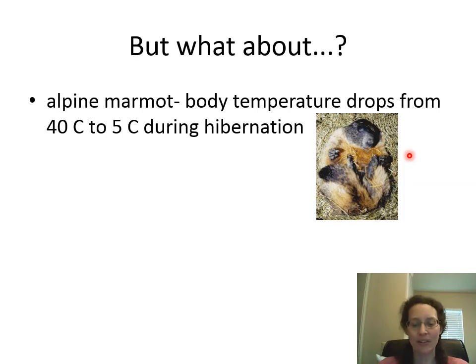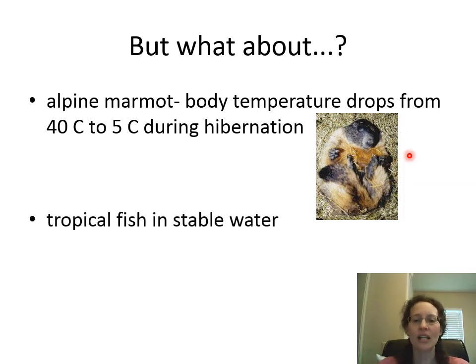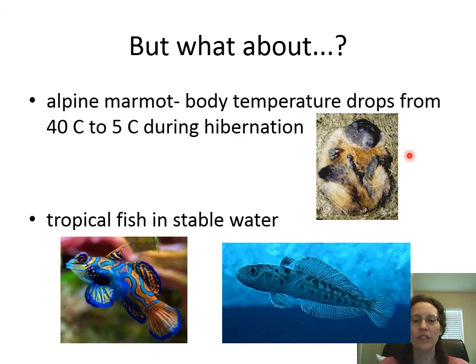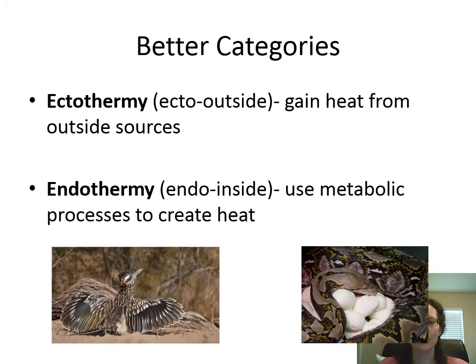That is highly variable. And then on the other side, what about those tropical fish that are in fairly stable water? If you are a tropical fish near the equator, your water temperature is only going to vary by a handful of degrees throughout the year. So that makes you the stable homeotherm, and the marmot mammal up there the unstable poikilothermy.